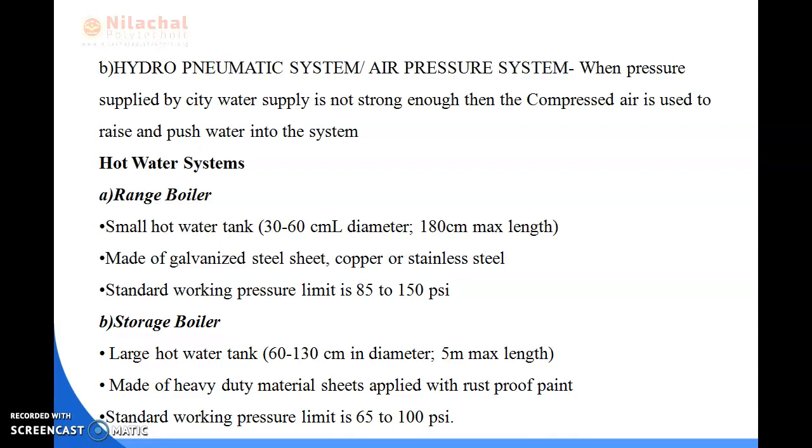Next we will be discussing the storage boiler. It is a large hot water tank with a diameter of about 60 to 130 centimeter and a length of about 5 meter maximum. It is made of heavy duty material sheets applied with a rust proof paint, and the standard working pressure limit is about 65 to 100 psi. We can say it as pound force per square inch. So this is about the two types, that is the range boiler and storage boiler.